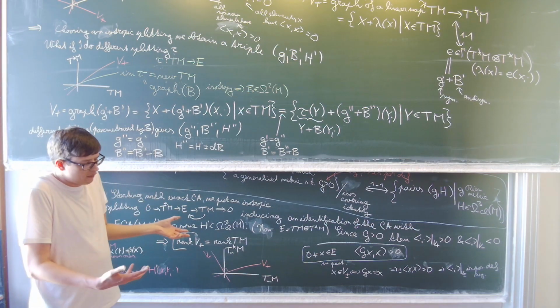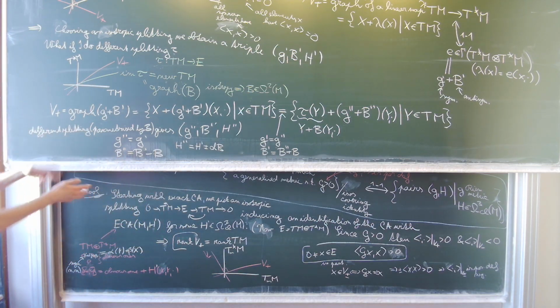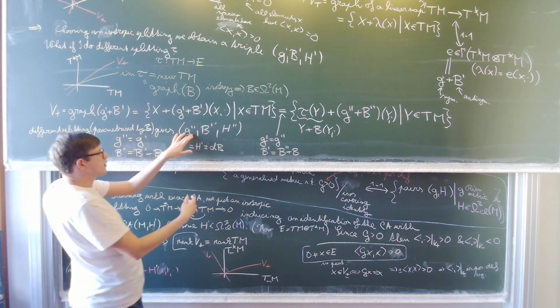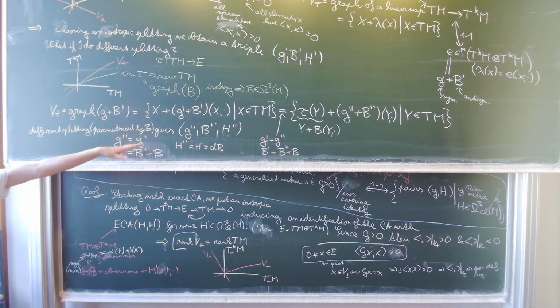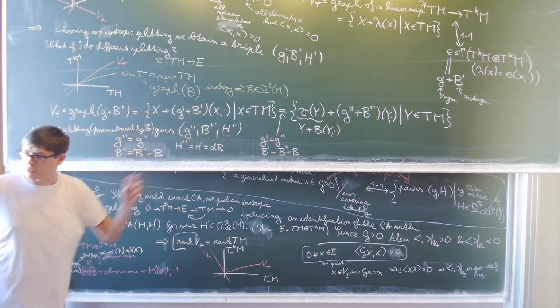And hence the data of a splitting, the data of a Courant algebroid with generalized metric, is the same as the first and the third thing if you choose the second one to be 0. That's why it's a 2-form, a metric, and a closed 3-form.